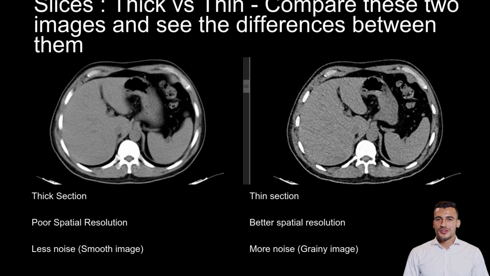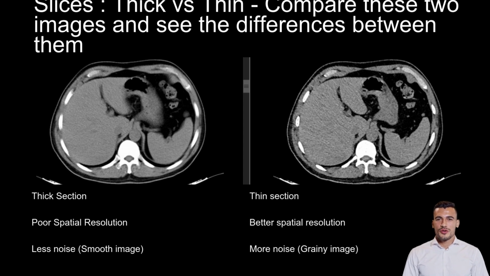Let's first talk about slice thickness. See these two images. The image on the left appears smoother, whereas the image on the right appears more grainier. However, if you focus, you'd realize that spatial resolution of the image on the right is much better. You can see how the stomach wall is much better defined in the right image than in the left one. If you cannot recognize stomach for now, it's okay. The image on the left is thick section image.